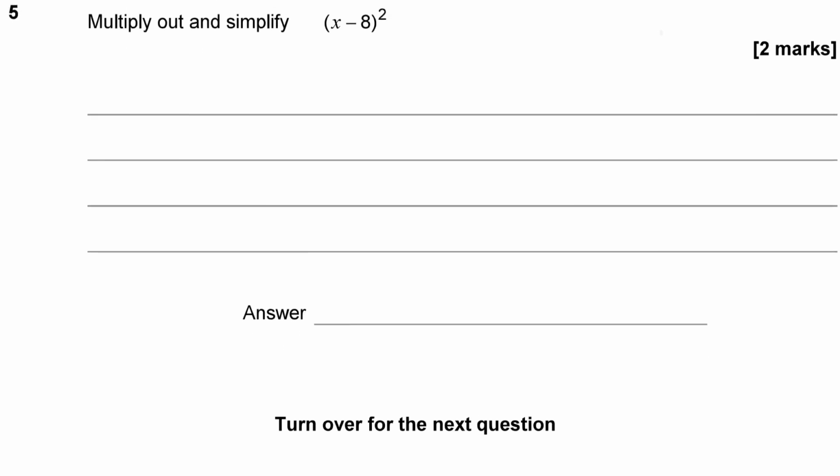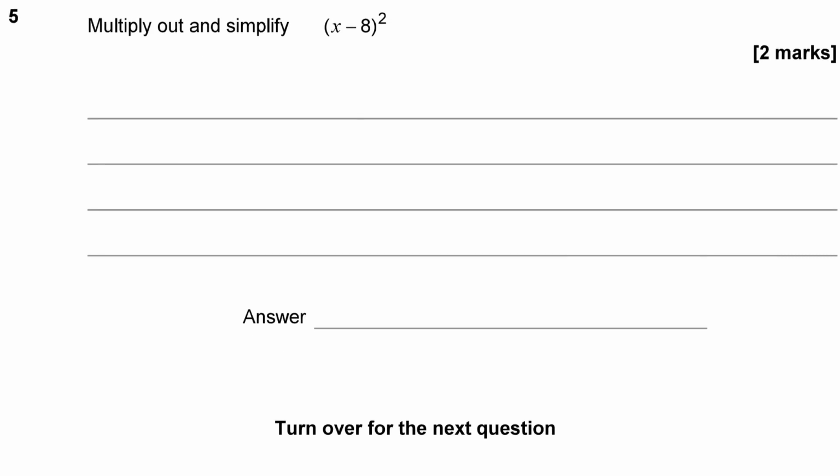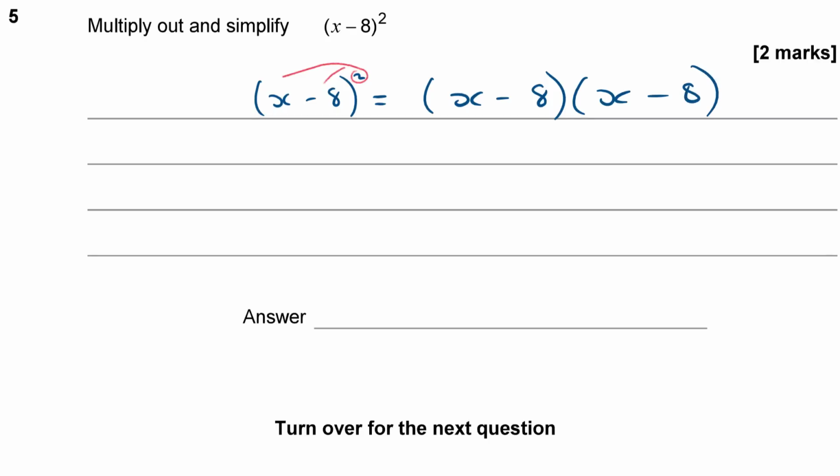Okay, question 5. Multiply out and simplify (x minus 8) all squared. Okay, now (x minus 8) all squared is not just distributing that there and there and saying it's x squared minus 8 squared. That isn't right. You're going to get it wrong if you try it that way. Actually, what you need to do is rewrite this as (x minus 8) multiplied by (x minus 8). It's actually a double bracket question.